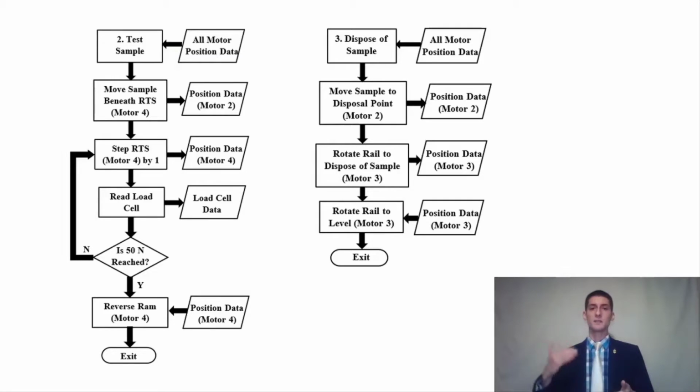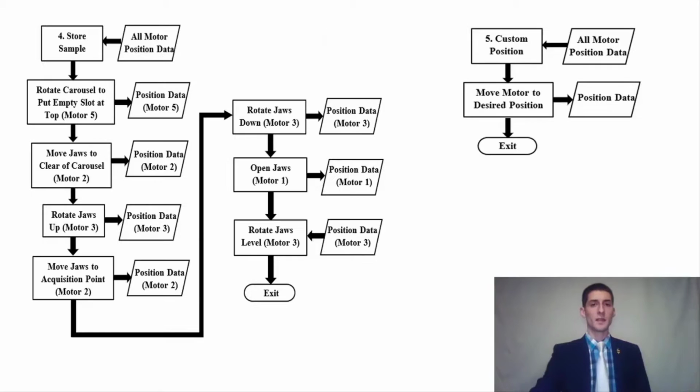Now, let's say after you test it, you want to dispose, get rid of the sample. So again, you're reading all the data, you know where you're at. You move the sample to the disposal point by taking the difference between the current position and the desired position, update the information, rotate the rail, dispose of the sample, and then you'll rotate back, again simply reversing a previous operation, knowing where you've been, where you want to go, taking that difference. At the end of it, the data will be updated in the position database, and you're ready for next.